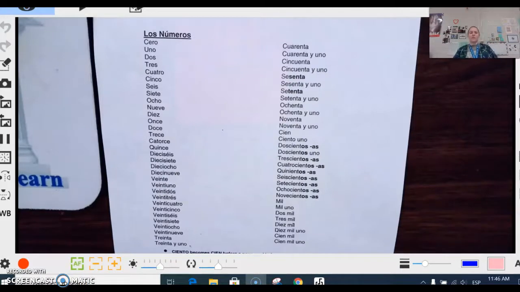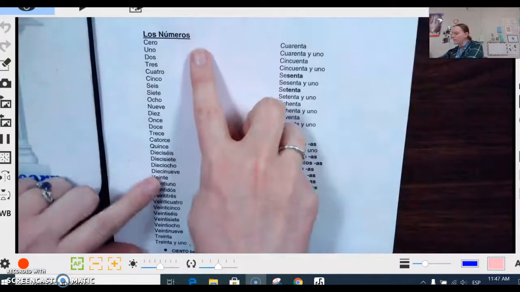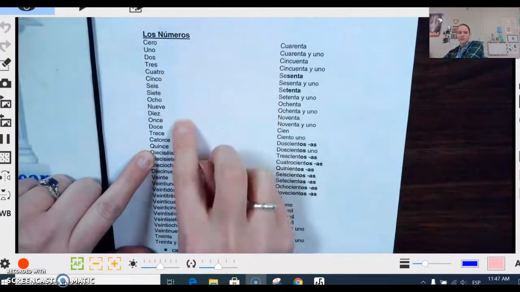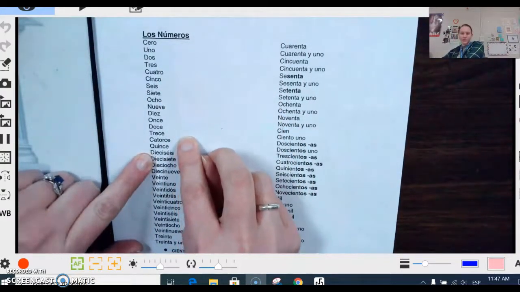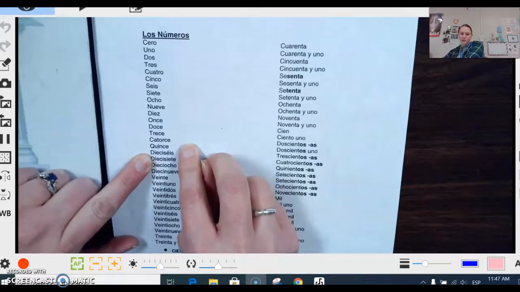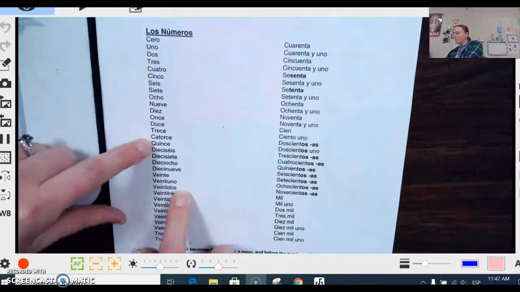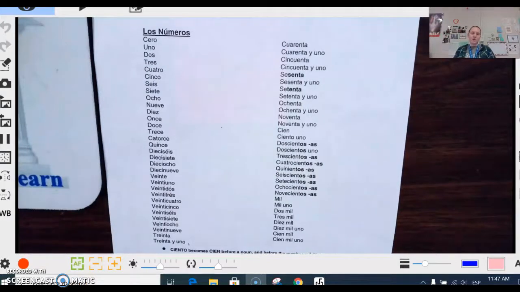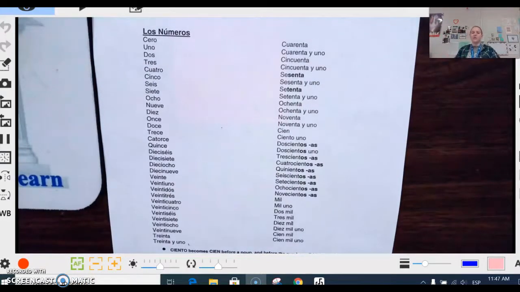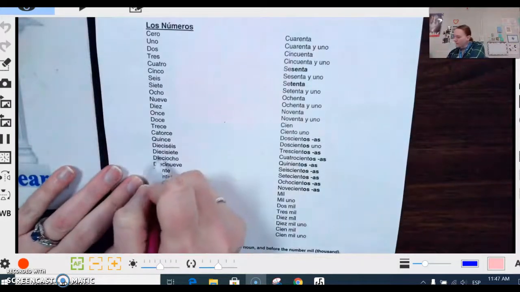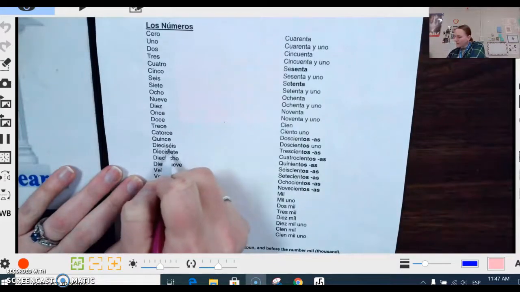Okay. I want to talk about a couple of things real quick. So 1 through 15 just have to be memorized. 1, 2, 3, 4, 5, 6, 7, 8, 9, 10, 11, 12, 13, 14, 15. Once we hit 16, our numbers start becoming a pattern. So we'll have our tens place, and then it's connected by the word y, which means and, and then our ones position. So if we look at 16, we have diez y seis.